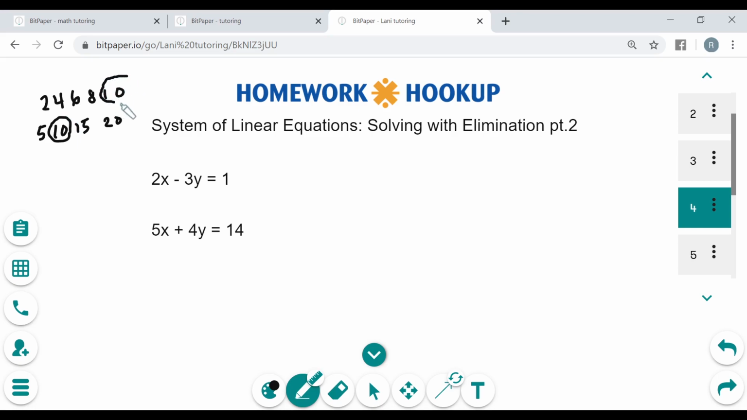So basically what I need to think of is I need to turn this into a 10 and I need to turn this into a 10. But here's the thing. We want to change the sign for one of them. So one of them is negative 10 and one of them is positive 10. So what I'm going to say is, okay, 2 times what will give me 10? And I'm going to multiply that by this whole equation. And then 5 times what will give me 10?